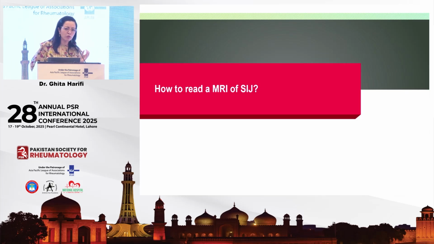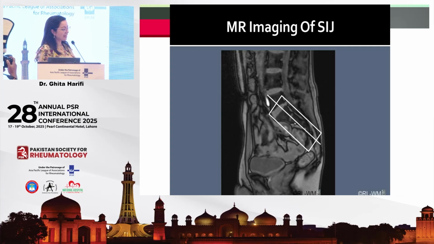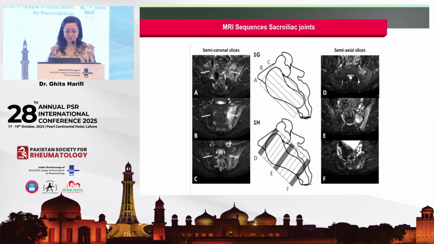Now, let me take you to a very short tutorial on how to read an MRI of the sacroiliac joints before we go to what is a pitfall or a wrong image or an artifact. Imaging of the sacroiliac joints is conducted in the tilted semi-coronal plane so that MRI slices are parallel to the posterior border of the sacrum. Why? This is aimed at depicting the cartilaginous portion of the joint. So these are basically the slices that we'll be having: semi-coronal slices and semi-axial slices.